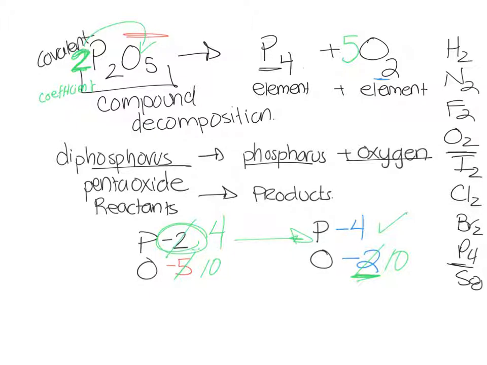Okay, let's try another one. So this one also comes right directly from the worksheet. This is aluminum sulfide decomposes. I can tell it's decomposing because this is a compound and there's nothing else reacting with it, so it's not like switching dance partners or anything like that. So it has to be decomposing into its two elements.